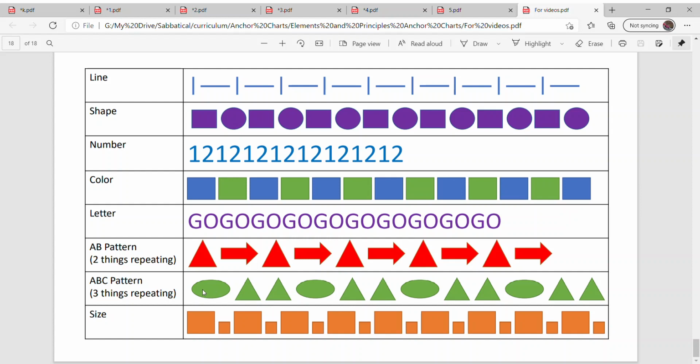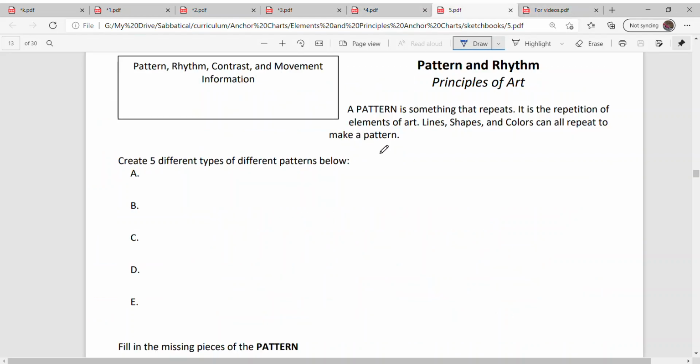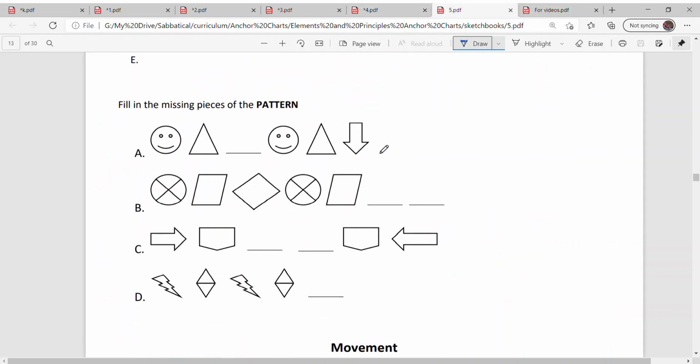That's 3 things that repeat: oval, triangle, oval, triangle, and you can have more than 3 things repeat. You could also do size patterns, big square, small square. There's all different ways you can make patterns. And let's do these. Let's try filling in the missing pieces of the pattern, just to make sure you see what they are. These are a little bit harder than in previous years.